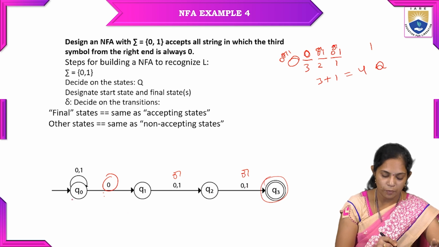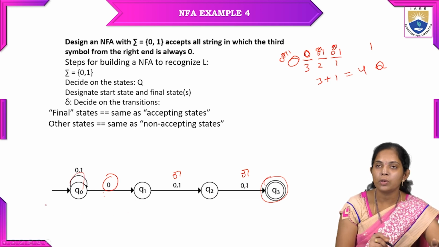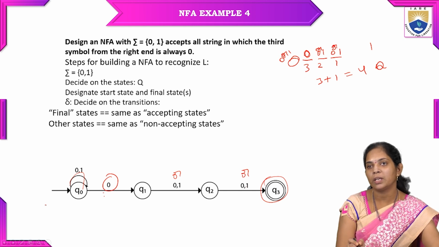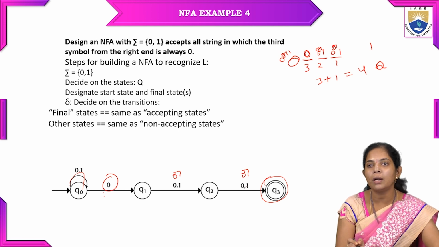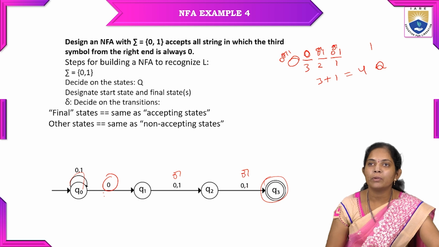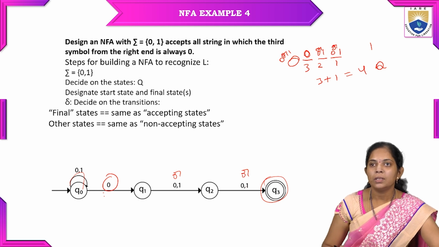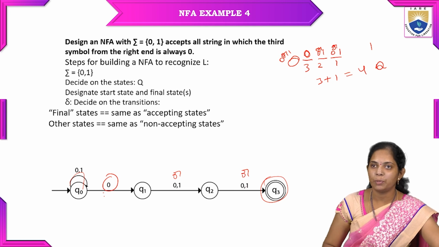And initially there is no limitation of 0, 1, so it can start with either 0 or 1. This is how we construct an NFA for this language, where the symbol in the third position from the right end is always 0.